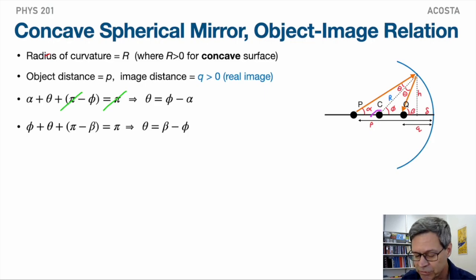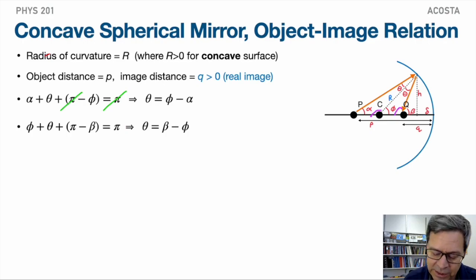The sum of the interior angles of a triangle has to add up to pi radians. So I can start here at position C, the center of curvature, and go to the point of reflection. This angle here is phi again. That's the angle that line makes with the optical axis. I can add the upper interior angle theta, the angle of reflection, which again equals the angle of incidence. And then I add this angle, which is not shown, but it would be the supplement to angle beta. So I put a pi minus beta here for the supplement. And that sum has to again add up to pi radians for triangles.